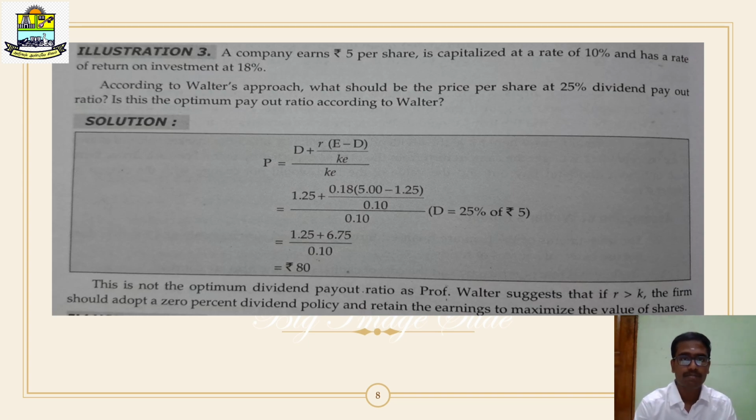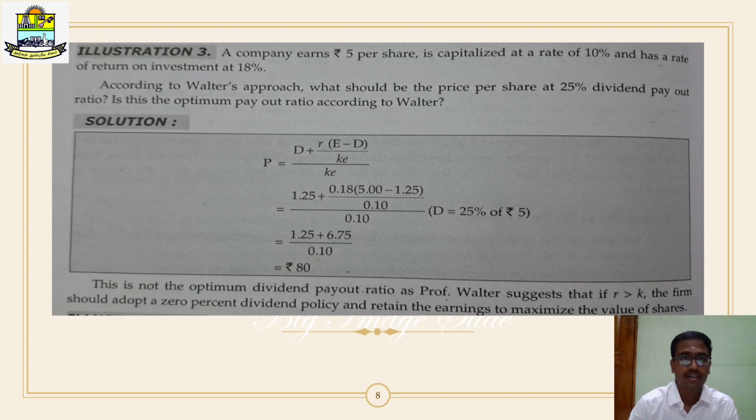So apply the formula P is equal to D plus R into E minus D, divided by cost of capital, the whole divided by cost of capital. So D assumes 25% of rupees 5, that is 1.25, and we get the market price of the share as 80. So assume that this is not the optimum dividend payout ratio. Professor Walter suggests that the rate of return should be higher than the cost of capital. The firm should adopt a 0% dividend policy, retaining the earnings to maximize the value of the shares.